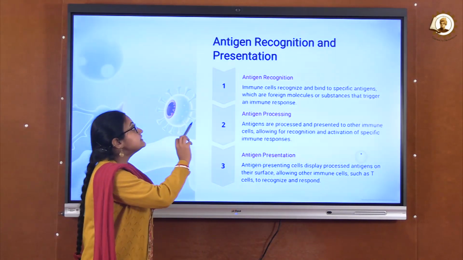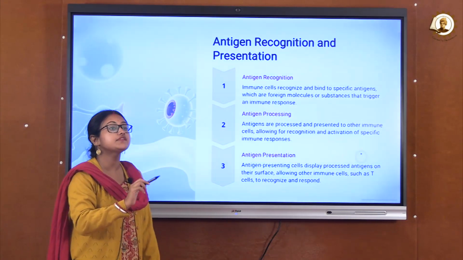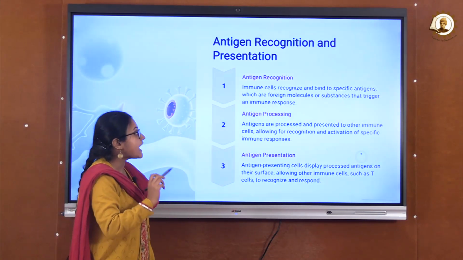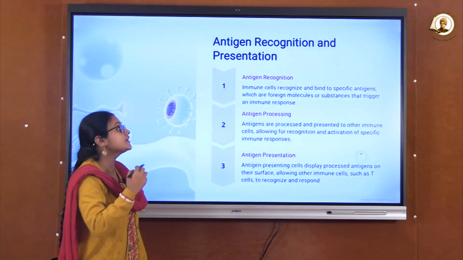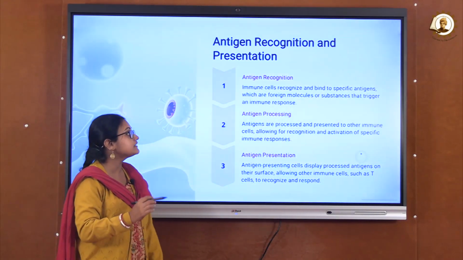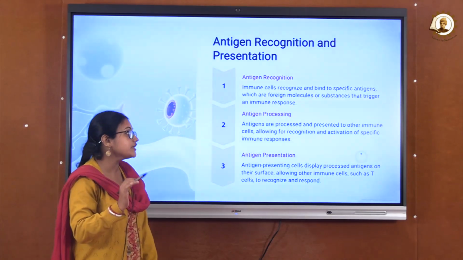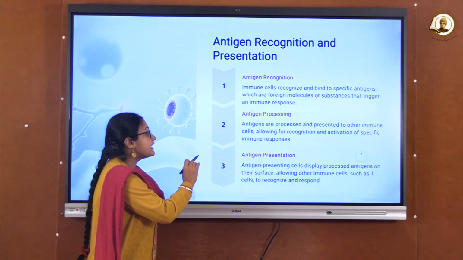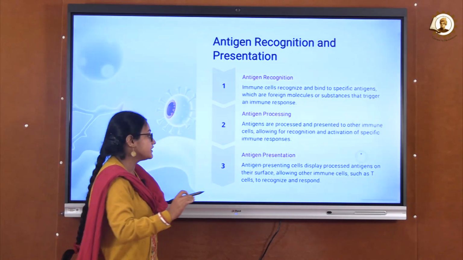So, antigen recognition. For identifying a particular antigen, the first step is recognition. When the antigen binds, the cells can recognize it, and after that the antigens are processed and presented by the immune cells. After processing, the presentation of the antigen is carried out.